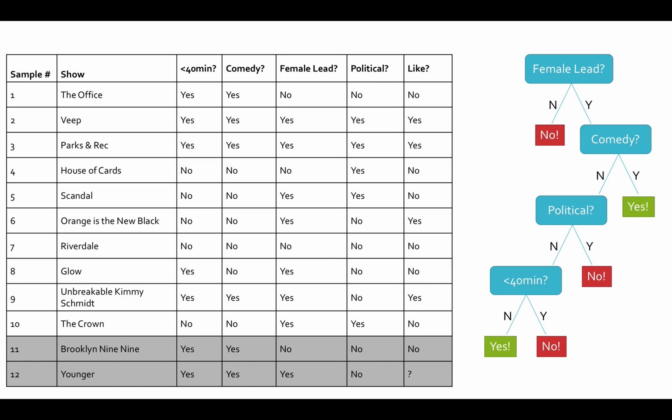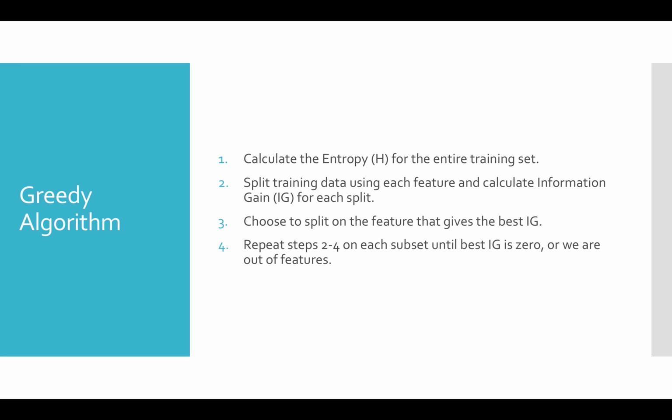What about this next one? So this one has a female lead, younger. So we go to the right-hand side and now we ask about comedy. It's also a comedy, and so we go to the right-hand side and we say yes. Okay, so we're going to like younger because it's a comedy with a female lead. This is our greedy algorithm again. It has roughly four steps, and it works pretty well.